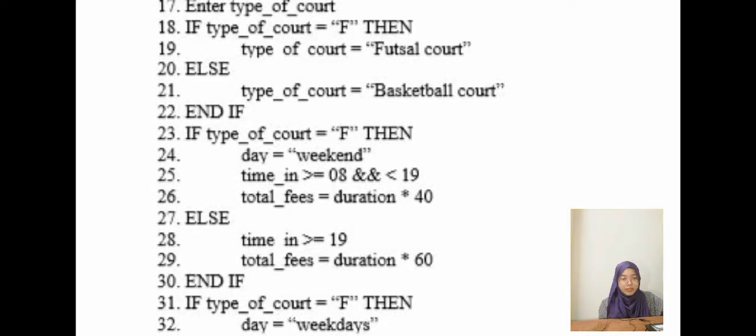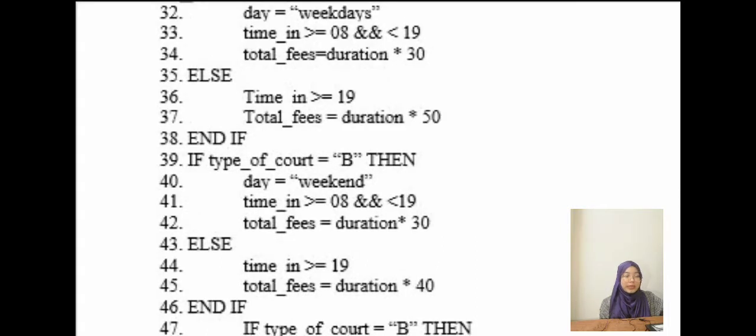If type of code equal to F, then day equal to weekdays, time in bigger than or equal 8 and smaller than 19, total fees equal to duration times 30, else time in bigger than or equal 19, the total fees will be duration times 50, and then we end the if.